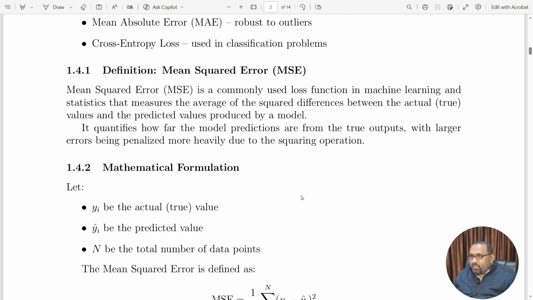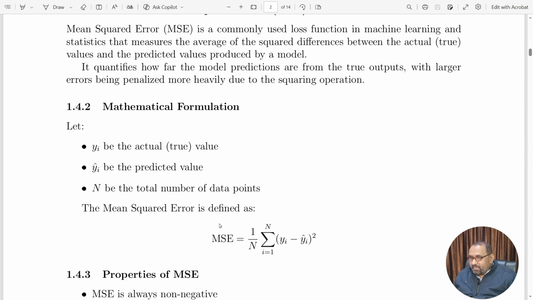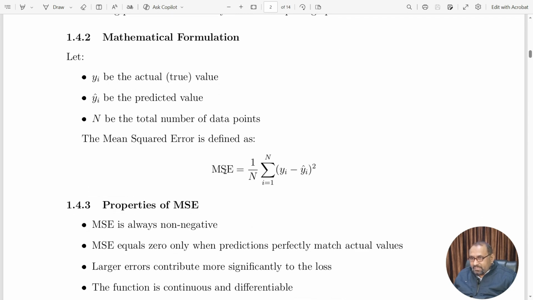So if yi is the actual or true value, yi cap is the predicted value, and n is the total number of data points, then the mean square error is mathematically defined as MSE equals 1 upon n summation i equal to 1 to n (yi minus yi cap) square. This is the squared difference between the values, then the sum, and we have taken the average.